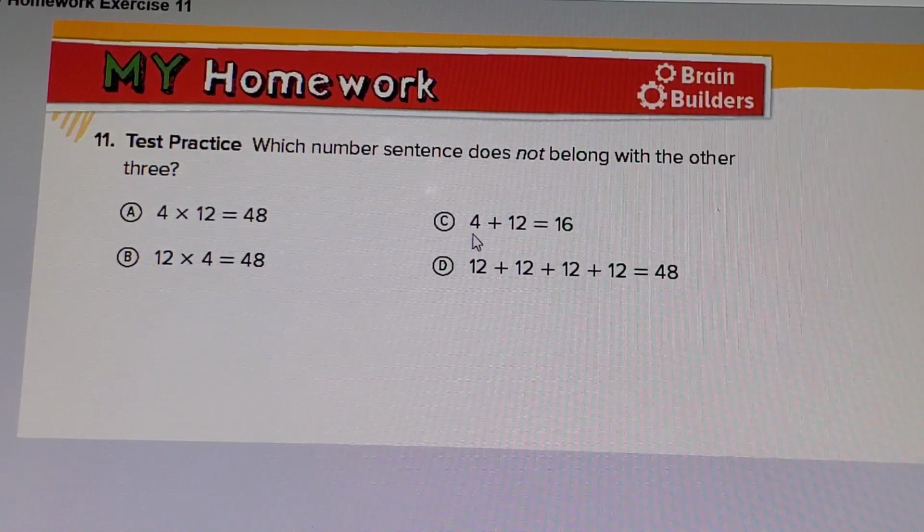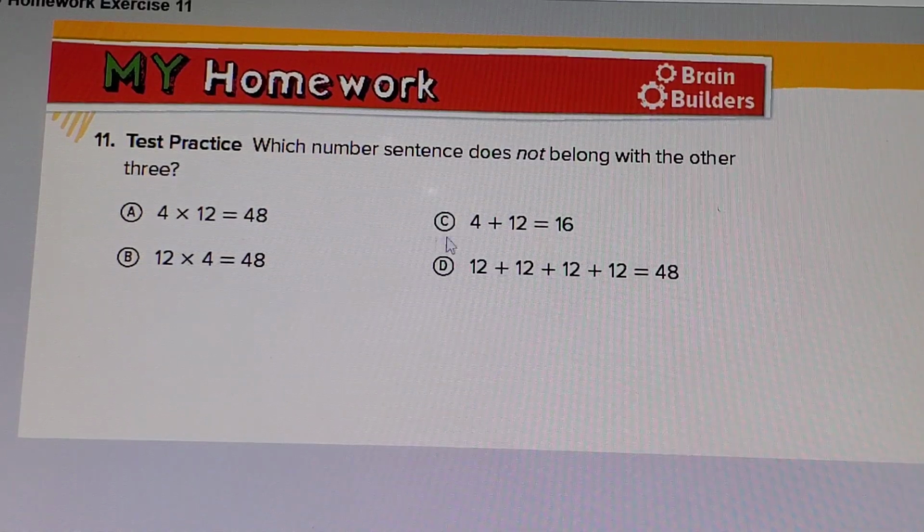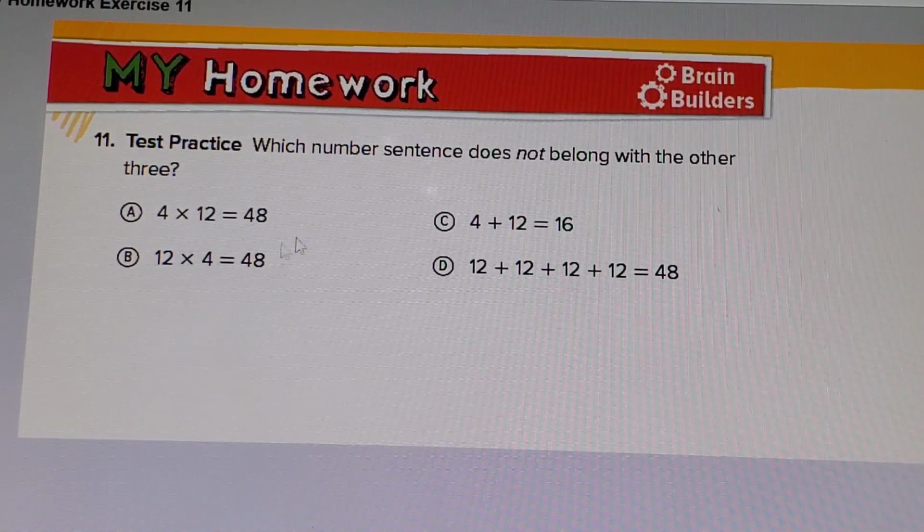We have on C, 4 plus 12 equals 16. Well, here we had it equaling 48. Let's check D. 12 plus 12 plus 12 plus 12 equals 48. Let's see if they're right. 10, 20, 30, 40, 42, 44, 46, 48. It looks to me like letter C does not belong.